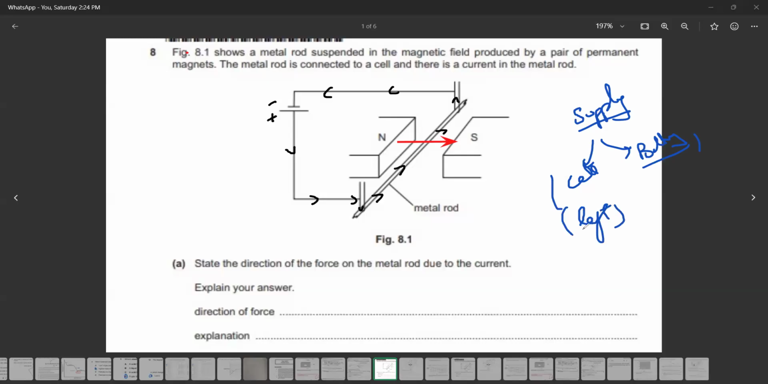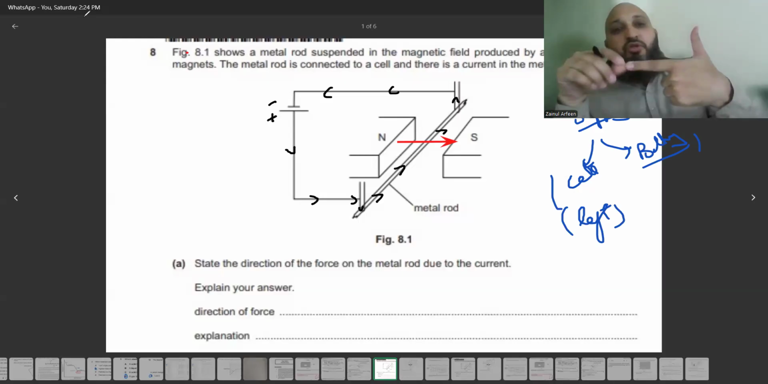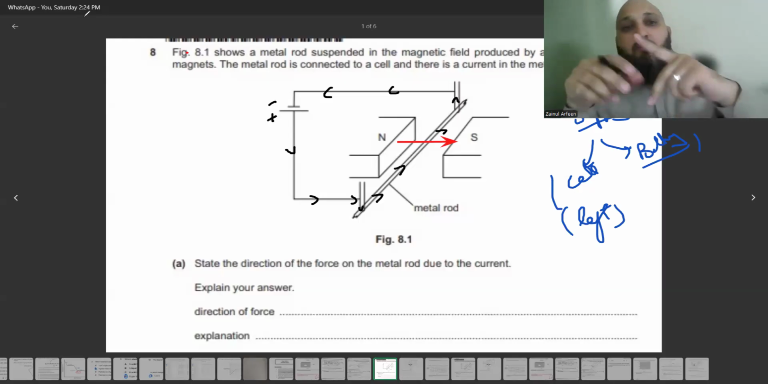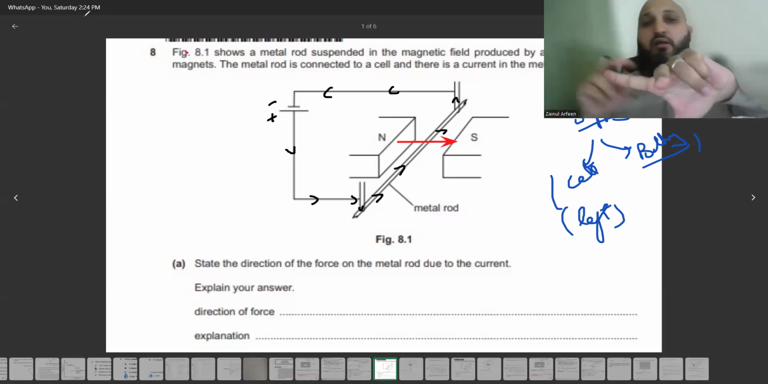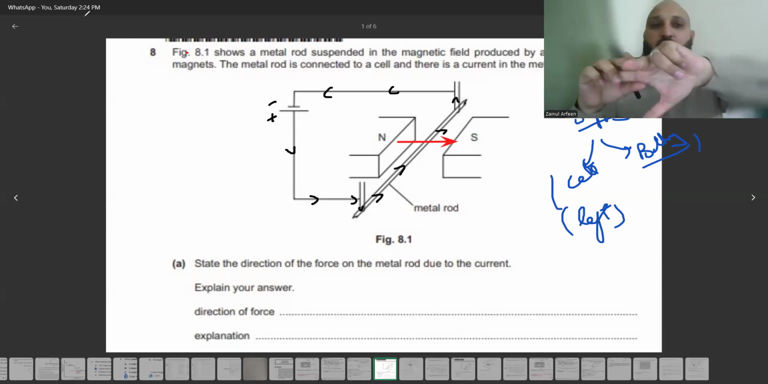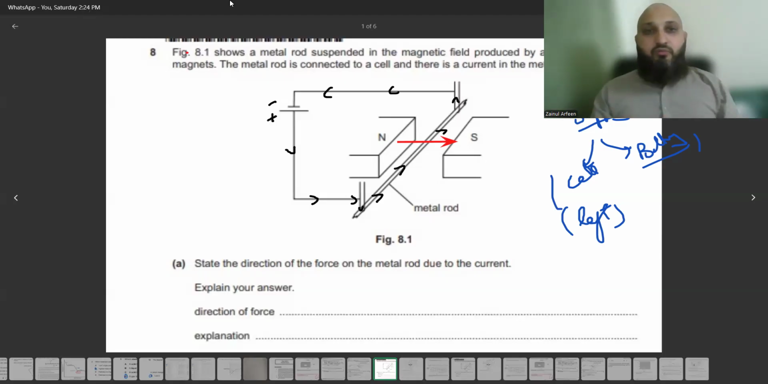In Fleming's left hand rule, your index finger, your first finger, represents the magnetic field, which is pointing towards the south. My index finger of the left hand should point towards south. My second finger represents the direction of the current. Where the thumb is pointing downward, the force is pointing downward. The question is: state the direction of the force. The force will point downward.